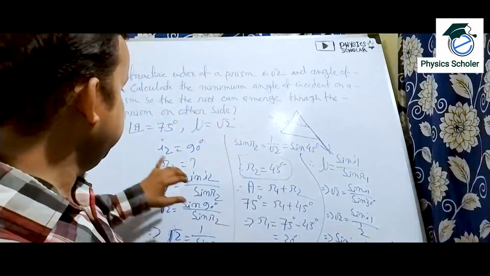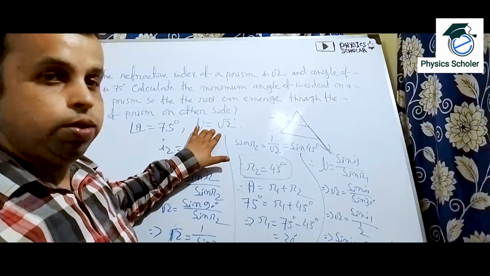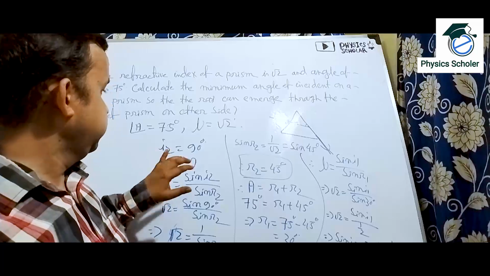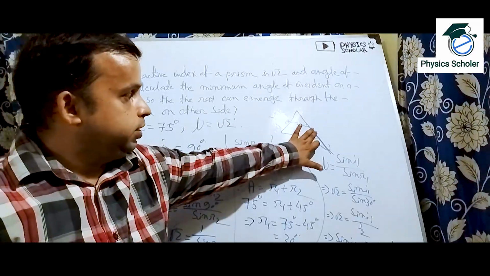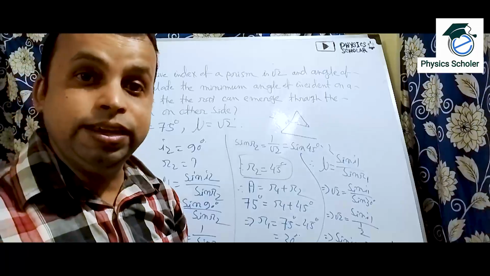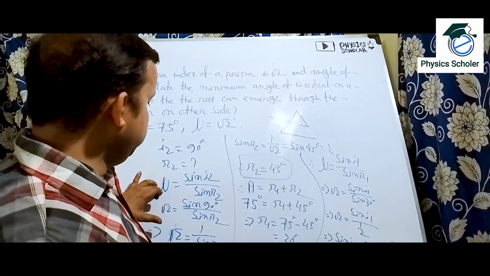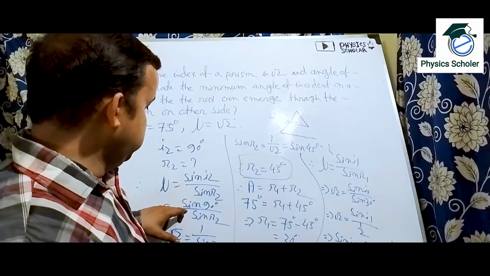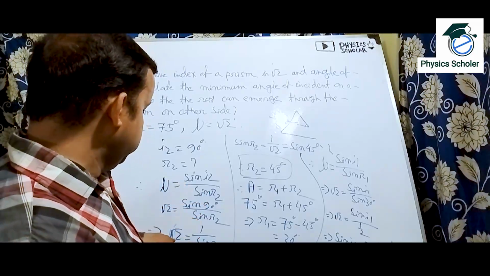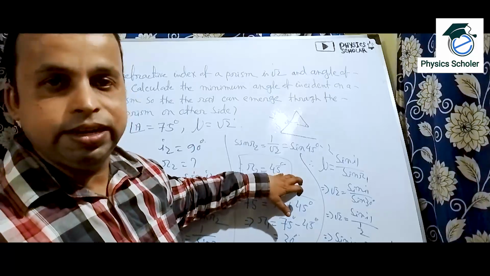Clear? So I will explain once again. Here the angle of the prism is given. The refractive index mu of the prism is given. So I2, we know, the ray is coming out along this surface. That means I2 will be 90 degree. We don't know the value of R2. So mu is equal to sin I2 by sin R2. So sin 90 degree by sin R2. Root 2 is equal to 1 by sin R2. So calculating the value of R2, we are getting 45 degree.